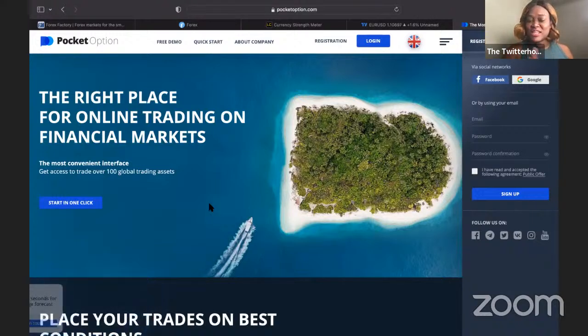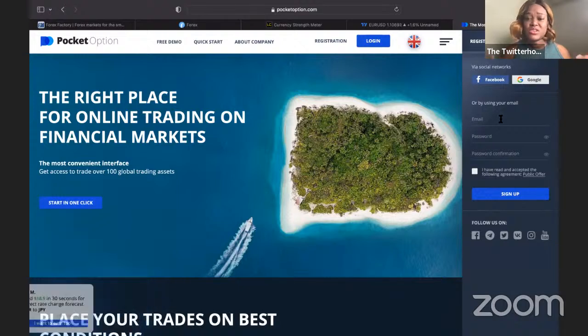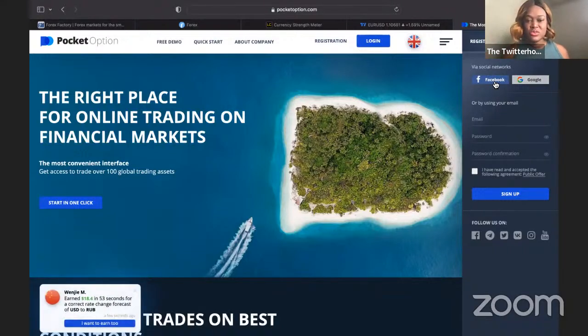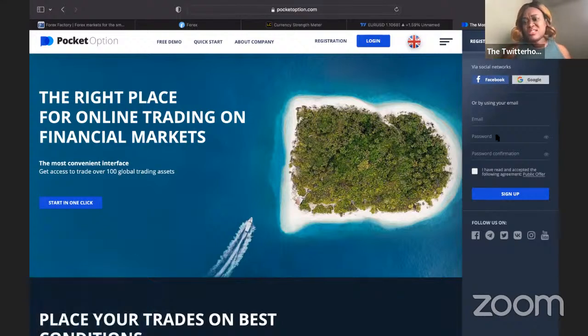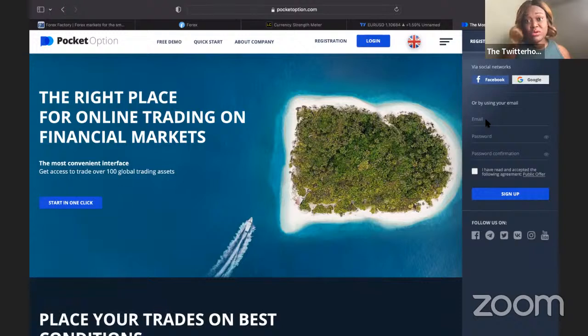But to set up your Pocket Option account, you can do it in 3 different ways. You can use your Facebook to log in, you can use Google to log in, or you can use your email and create a password. Now, if you just want to use it for play, you can use Facebook or your Google credentials. But if you think that this is an account that you would actually consider funding and having your actual dollars in, I would recommend using your email and creating a password that only you know, right?